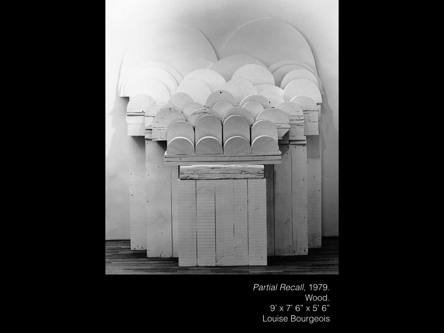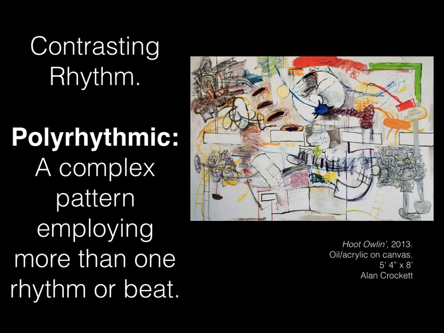Louise Bourgeois is recreating that progressive or inherent rhythm in this piece called Partial Recall from 1979. It looks like a scalloped wooden fence, very typical, but as it goes back in space, it gets larger. It almost starts to look like clouds or something in the background, but there's definitely a sequence from front to back, and we can see that progression.